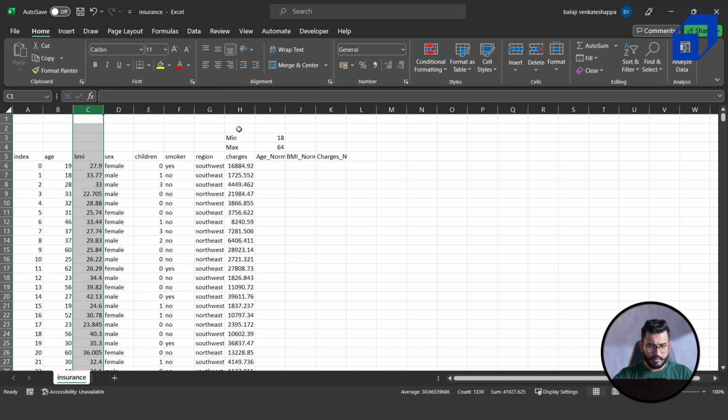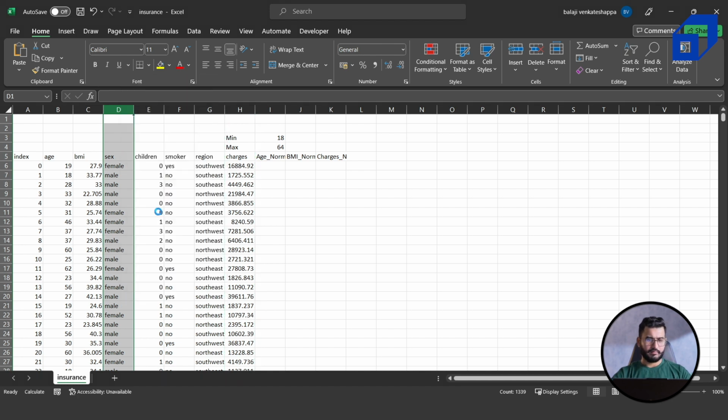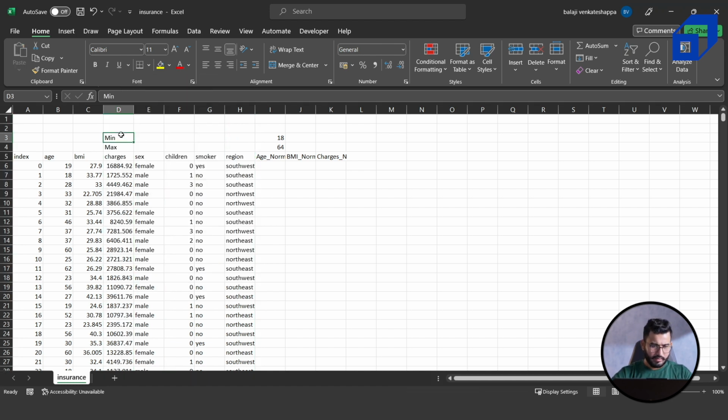And let's shift this column also, so that I can simply extend the formula and I do not have to write it again and again. Now if I just simply extend this formula, I'll get the minimum of age, BMI and charges, and this will give me the maximum of age, BMI and charges, because age, BMI and charges are one after the other. So I just extended the formula, right?